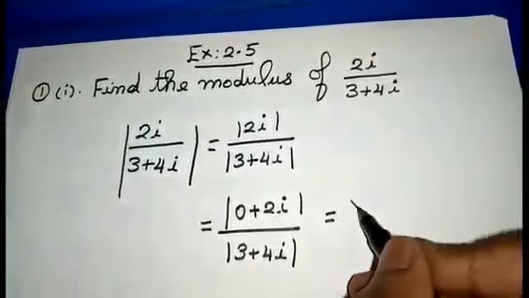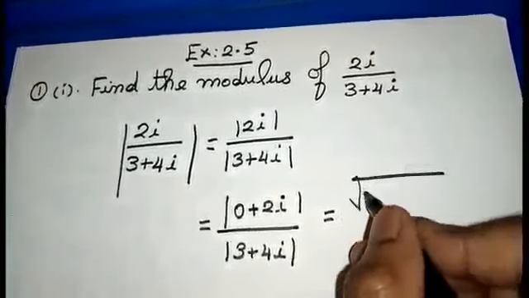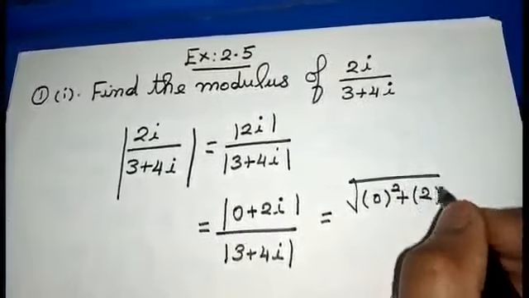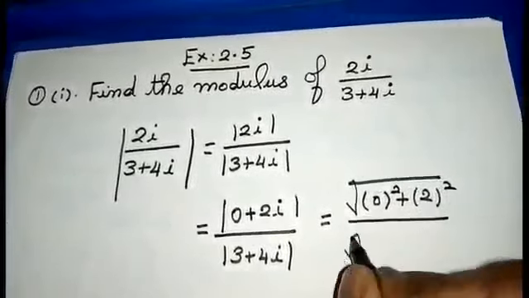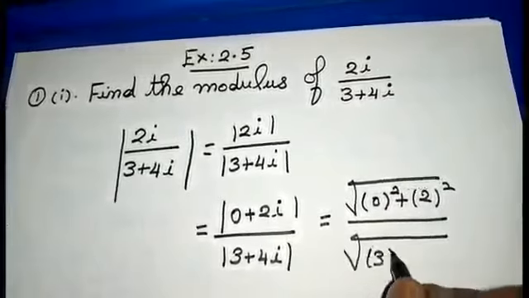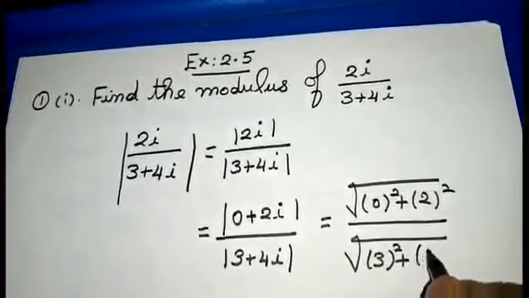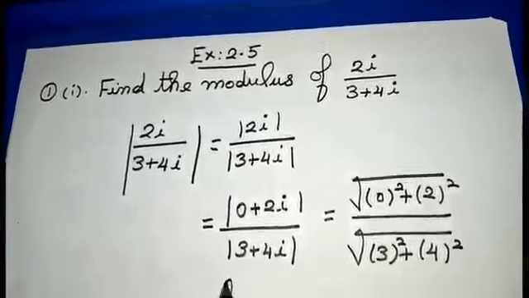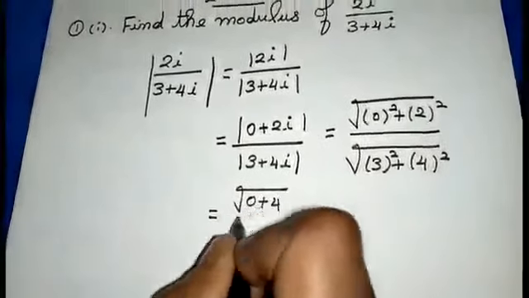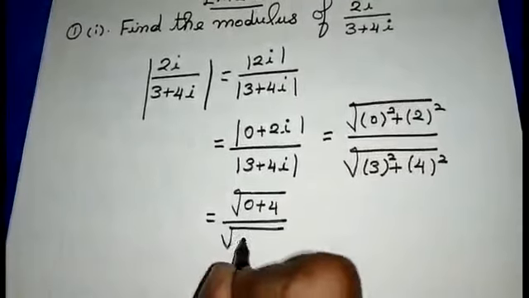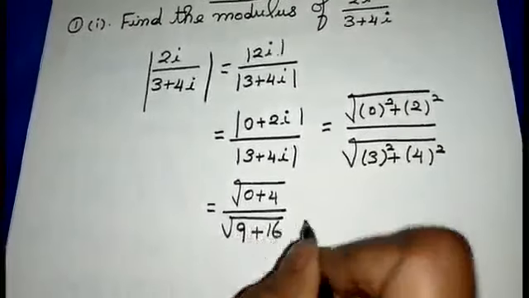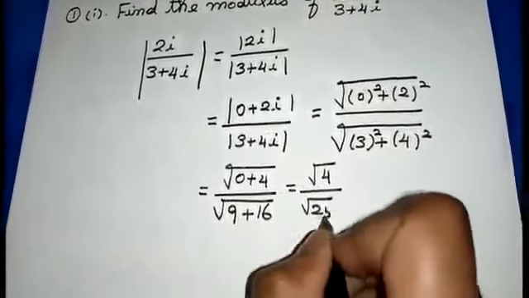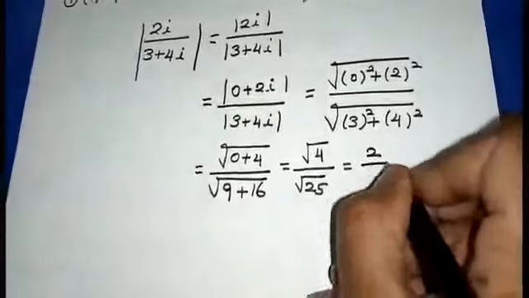If I use the property, what is the meaning? Root of real part the whole square plus imaginary part the whole square divided by root of real part the whole square plus imaginary part the whole square. So you will be getting the answer as 0 plus 4 divided by root of 9 plus 16, which is nothing but root 4 divided by root 25. We will get the answer as 2 divided by 5.